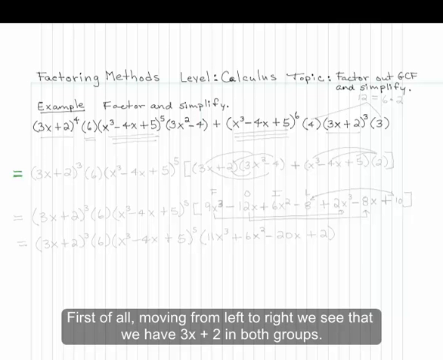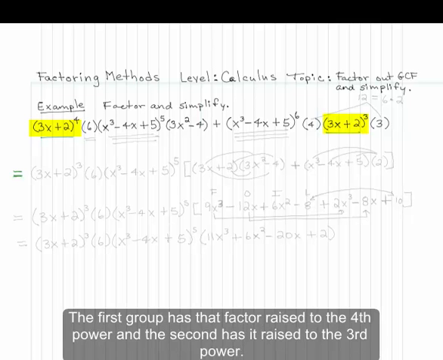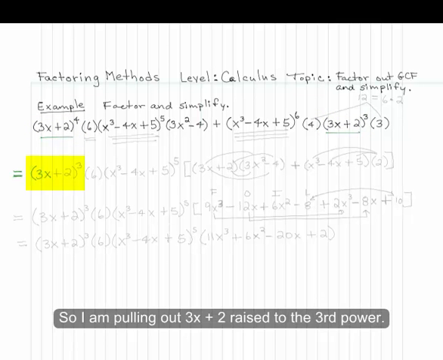So first of all, moving from left to right, we see that we have 3x plus 2 in both groups. The first group has that factor raised to the fourth power, and the second has it raised to the third power. So I am pulling out 3x plus 2 raised to the third power.